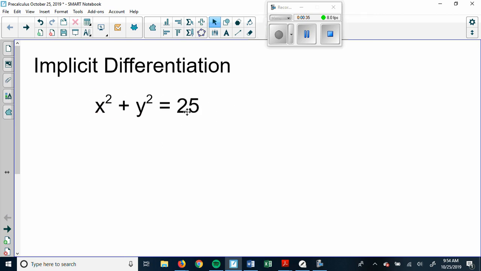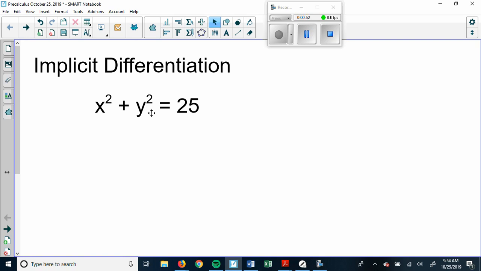Which would be okay to solve. I'm going to show you both ways here. It'd be okay to solve for y, but we may not want to, all right? And so we can still calculate a derivative without solving. So I'm going to show you both explicitly and implicitly how to do this.